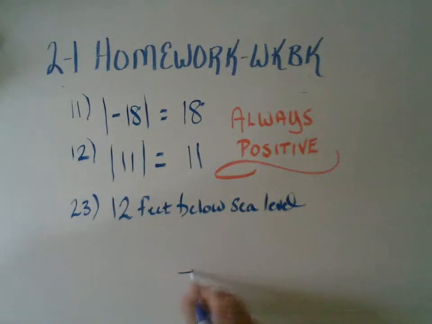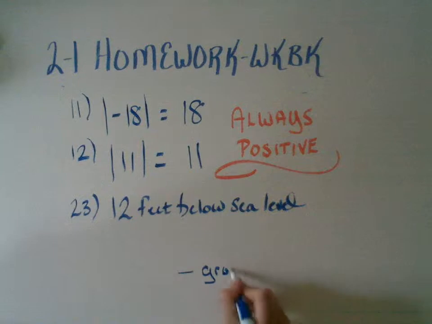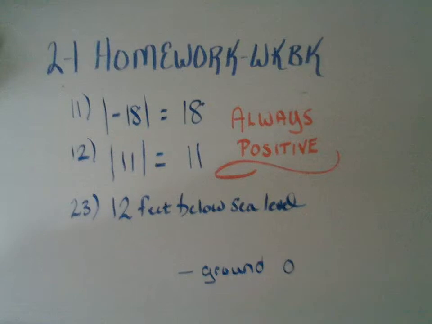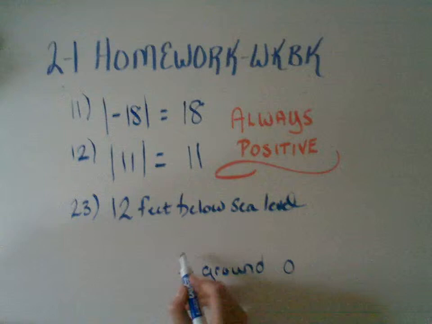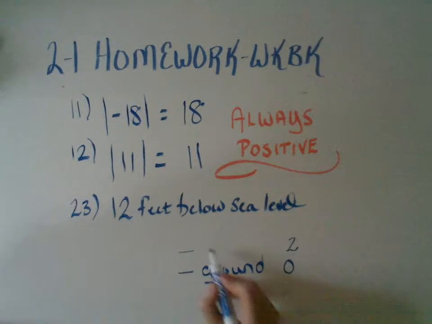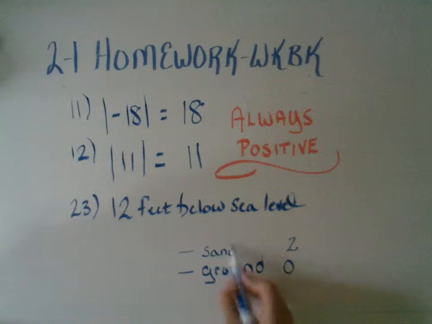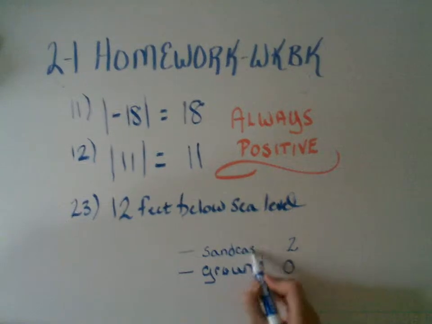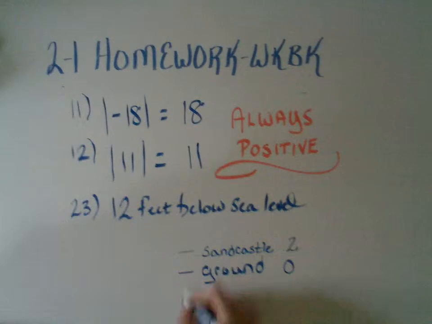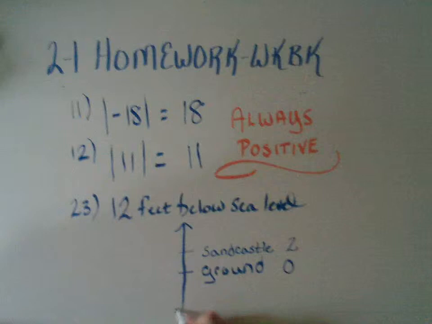So ground is 0. And let's pretend we're at a beach here. So let's say I build a sand castle that's 2 feet tall, and then I go stand on it. Well, I'm no longer on the ground. I'm 2 feet above the ground. All right? And I can increment up any way I want. You want me to build a taller sand castle, I can. But what I want you to see here is that this is a number line.